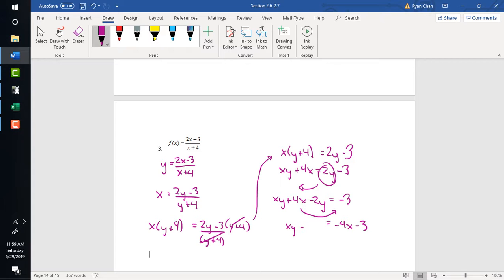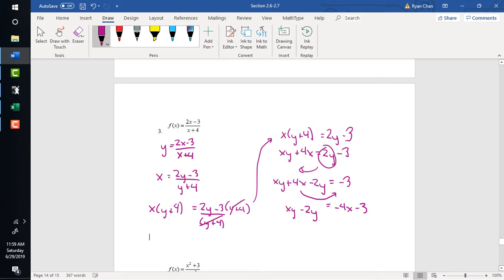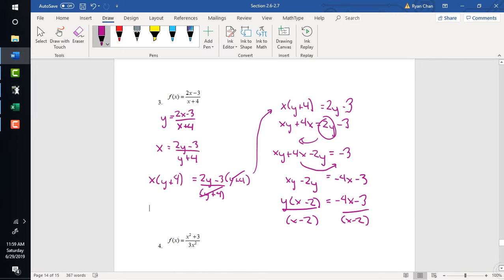As you can see, all my y's are on one side and everything that's not a y is on the other. Now, how do I solve for y? Remember back in your early algebra days, if they both have the same thing, you can factor it out. They both have a y, so you can pull a y out. And then divide both sides by x minus 2. And so I have y is equal to negative 4x minus 3 over x minus 2.